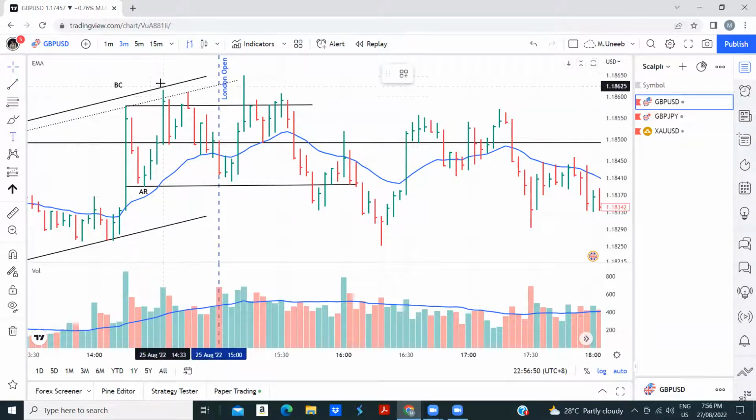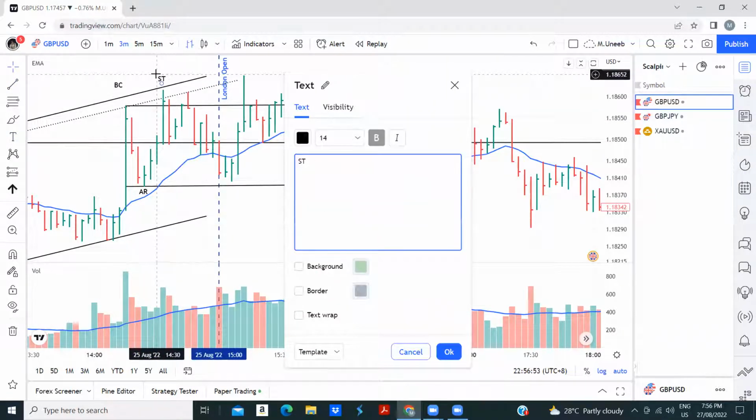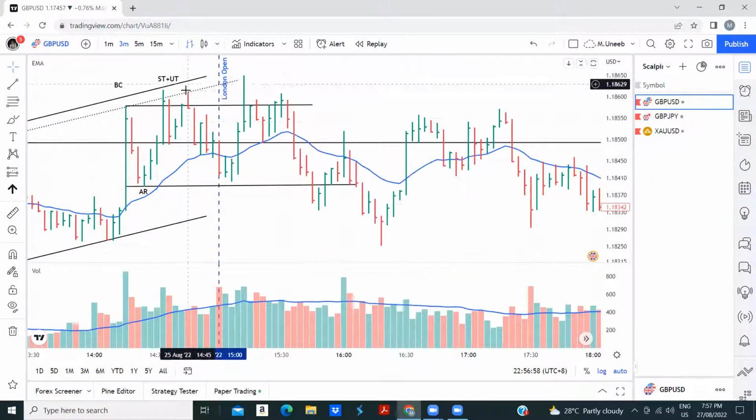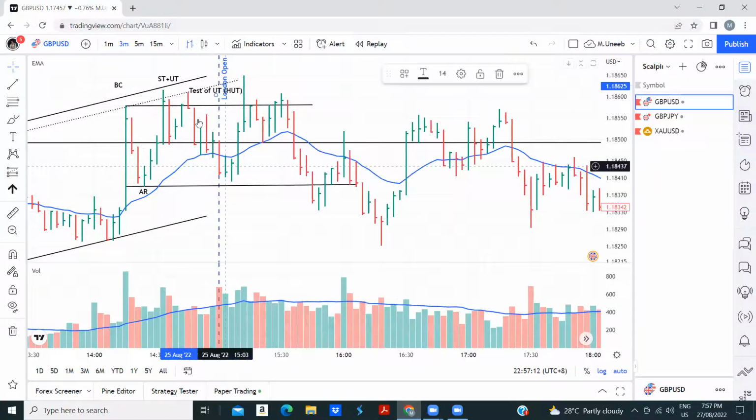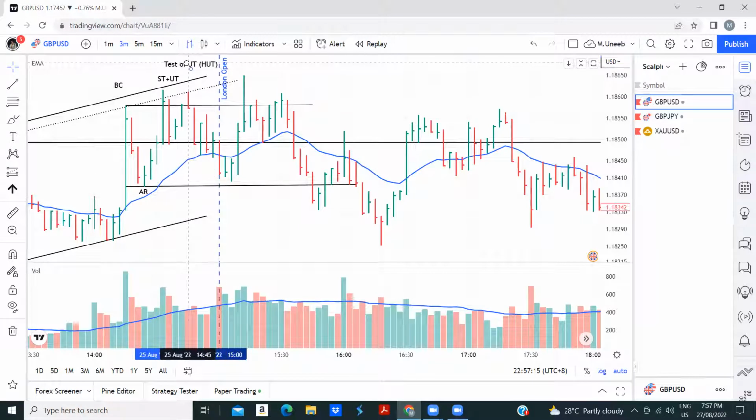This is a secondary test, plus UT. This is UTAD. This is the test of UT. Test of UT, and it is a hidden upthrust, HUT. Do you recommend that we do all these labels in the 3-minute time frame or the 5-minute time frame? The 3-minute time frame. Narrow down. Before London Open, just look at the 3-minute time frame. Okay. Yes. All right.